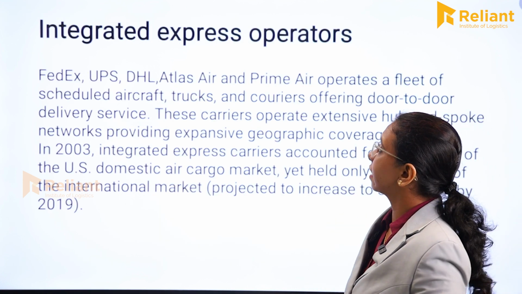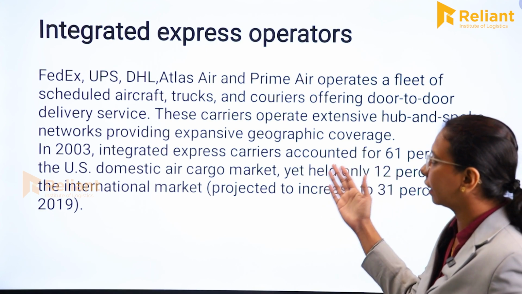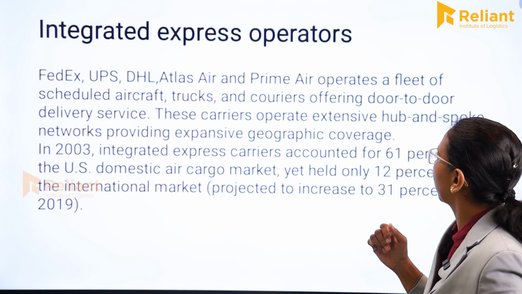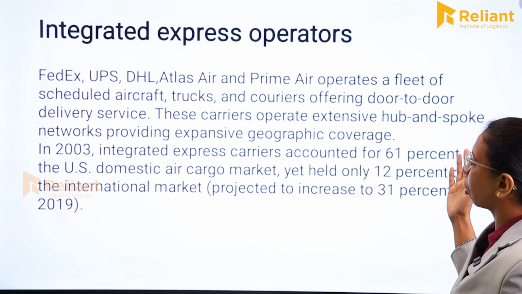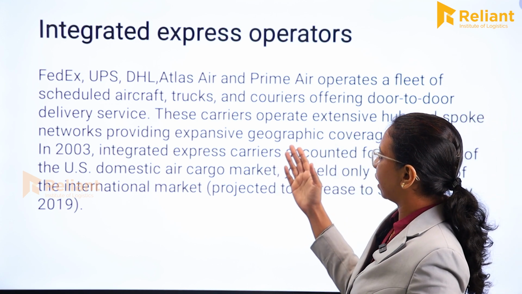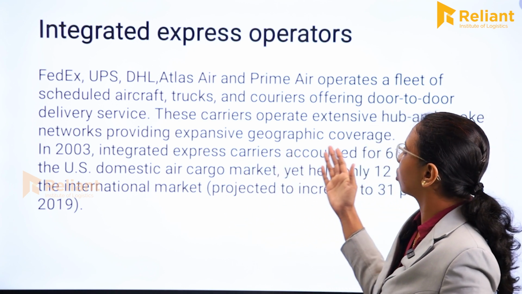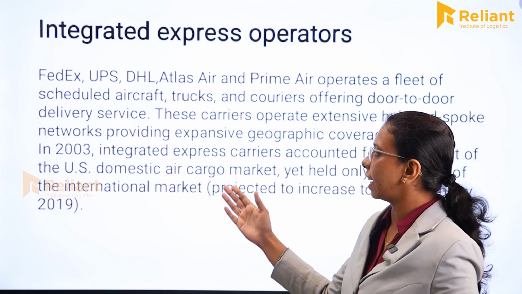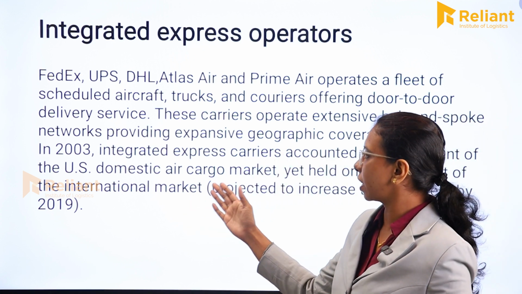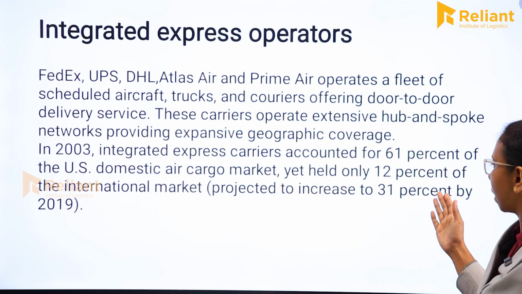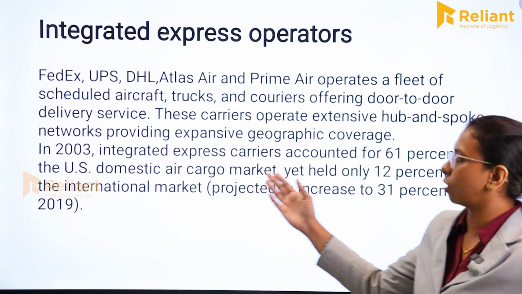First one is integrated express operators. FedEx, UPS, DHL, Atlas Air and Prime Air operate a fleet of scheduled aircraft, trucks and couriers offering door-to-door delivery services. These carriers operate extensive hub and spoke networks providing expansive geographic coverage. In 2003, integrated express carriers accounted for 61% of the US domestic air cargo market, yet held only 12% of the international market, projected to increase to 31% by 2019.